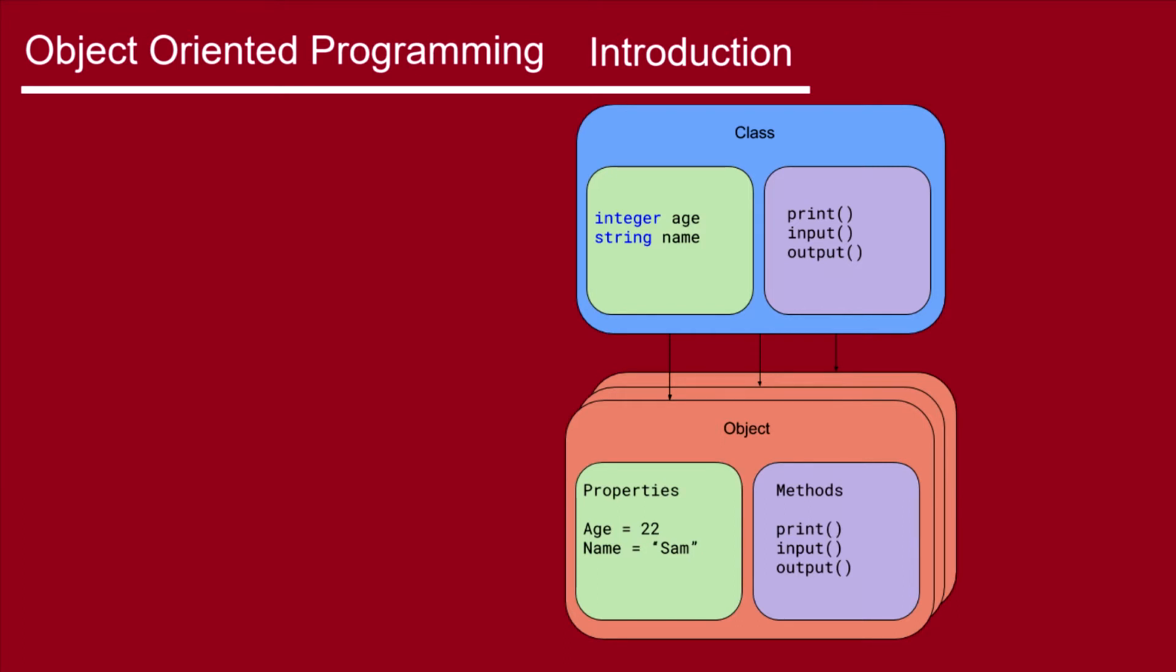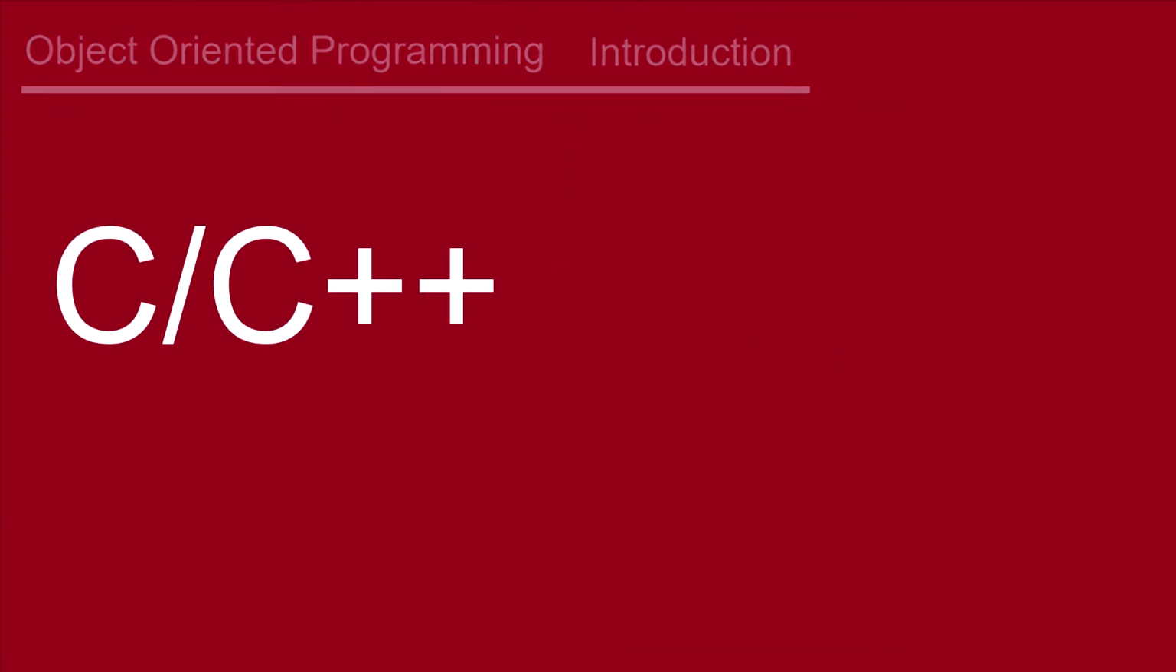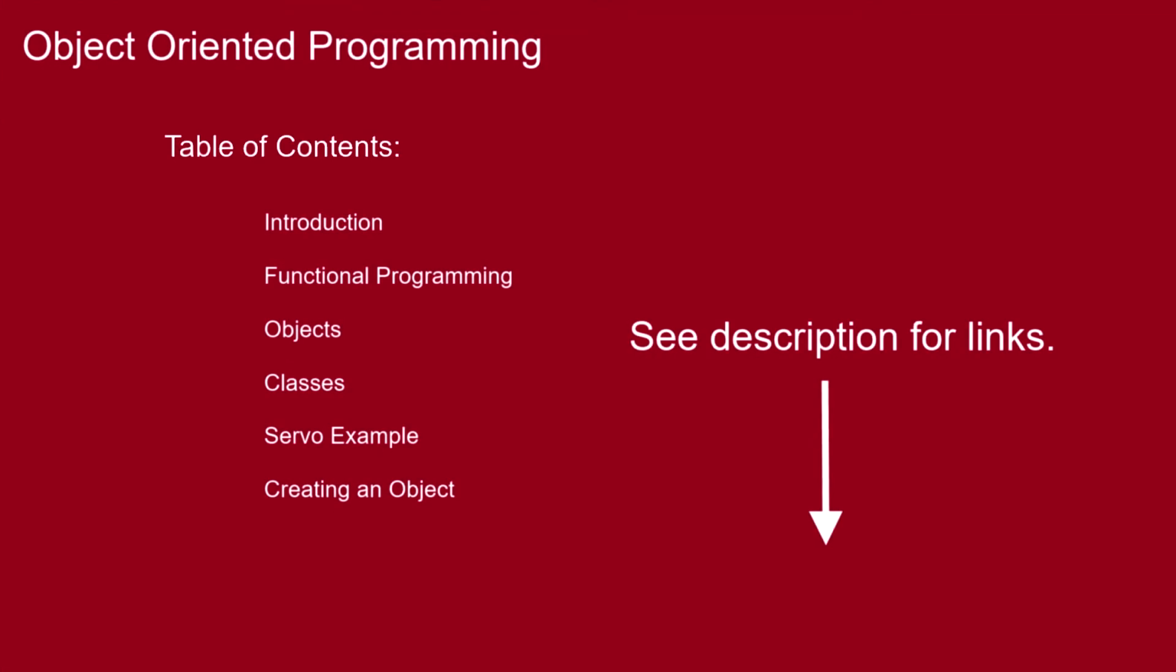This tutorial video will cover some of the basics of object-oriented programming as they relate to the early courses in the WPI RBE Unified series. For examples, we will be using C and C++. If you are wondering about a specific topic, check out the links in the description.